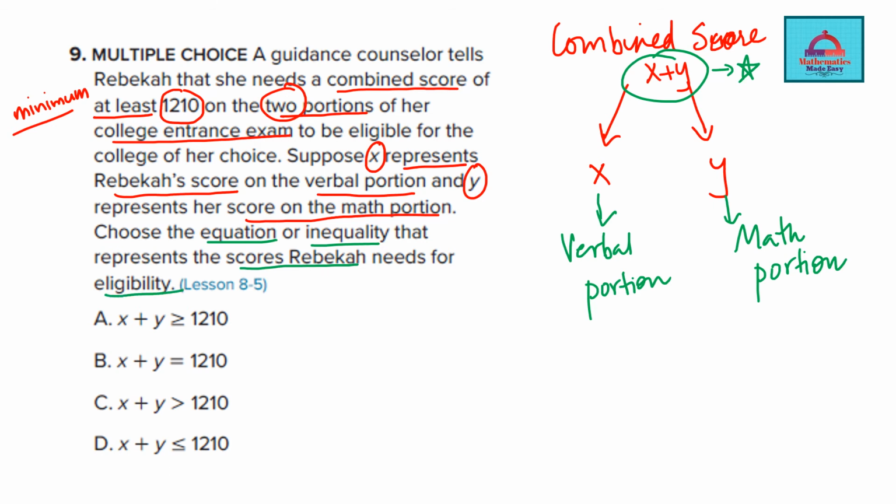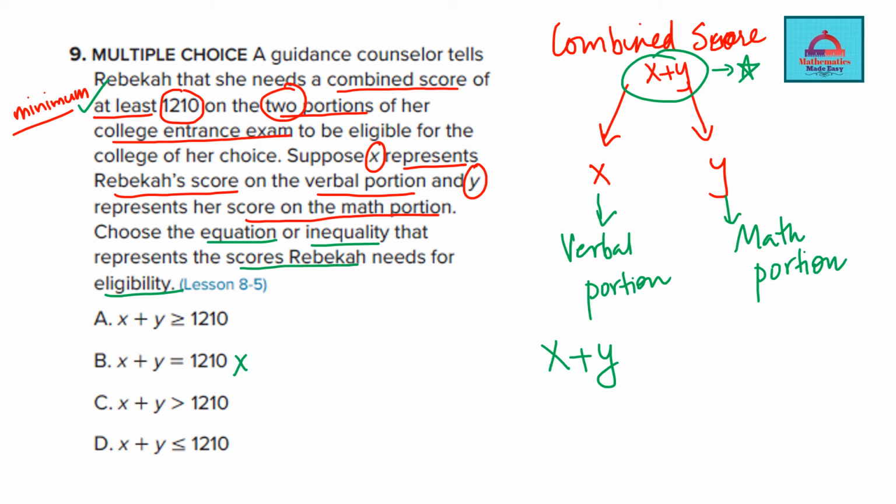Now it's quite clearly mentioned that in order to qualify to get admission into this college, she needs a minimum of 1200 on the two portions. So her combined score X plus Y, the minimum criteria is 1200. So could you think and tell me? Equal to doesn't really qualify. That's a minimum, so she definitely needs more than 1200. So this option is ruled out.